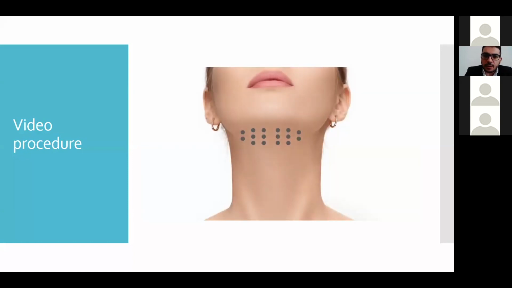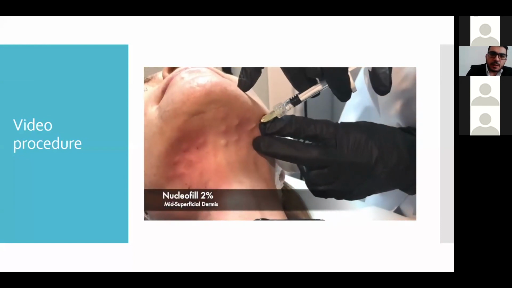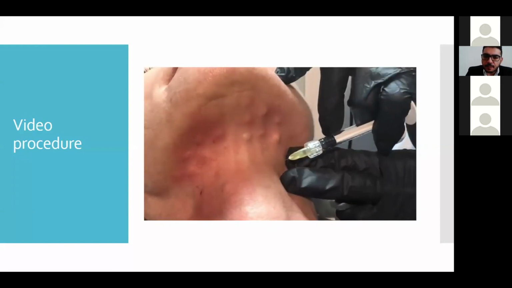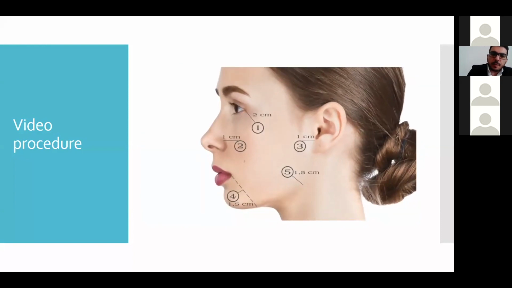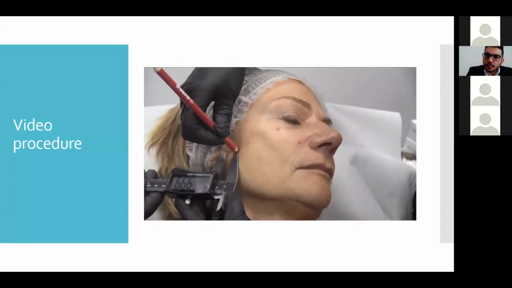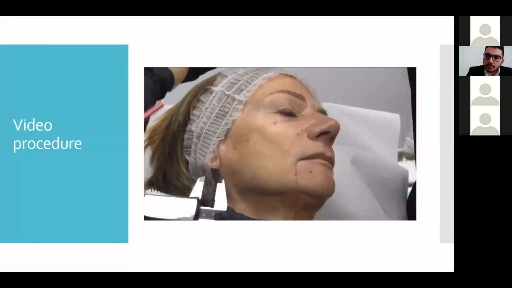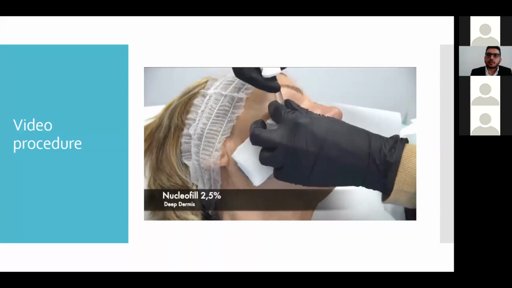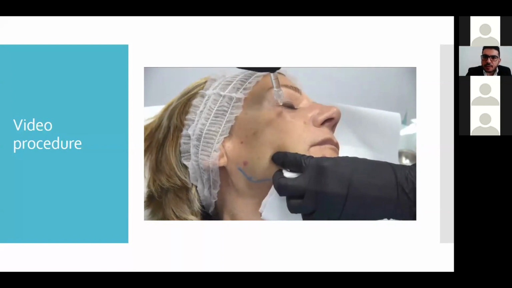So, mapping the points, this is a multi-pricking technique. If you can notice, it's a 1 centimeter distance between each point, and we inject 0.1 ml. The 5-point technique, as I've already explained, the injections in these points are subcu or deep dermal, 0.2 per point.